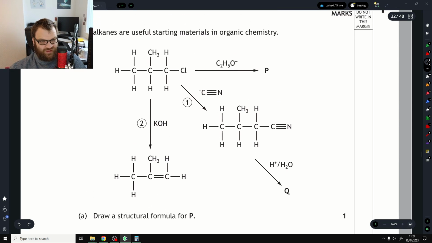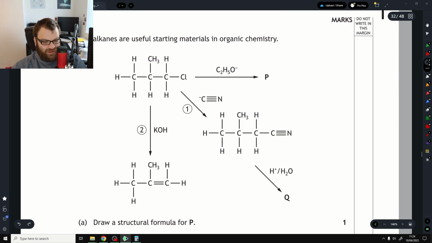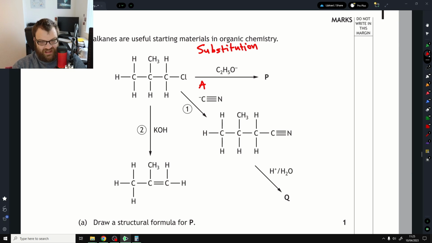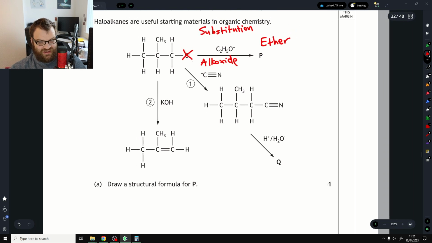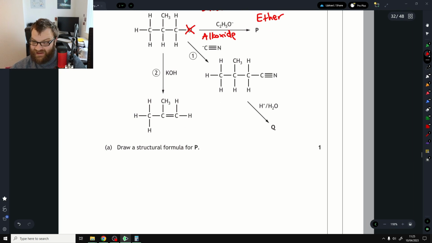We're asked to draw a formula for P. We should recognize that this is a substitution. The other thing we may recognize is that the C2H5O negative is an alkoxide. And when you take a haloalkane, we're going to get rid of this Cl and we're going to form a chemical called an ether.